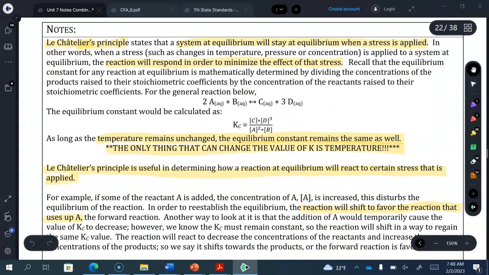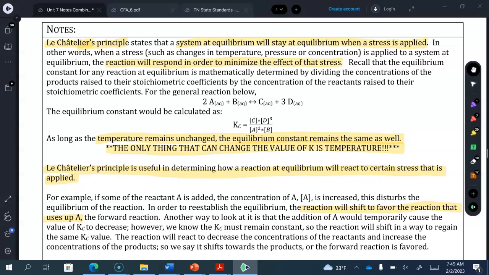Le Chatelier's principle states that a system at equilibrium will stay at equilibrium when a stress is applied. In other words, when a stress, such as change in temperature, pressure, or concentration, is applied to a system at equilibrium, the reaction will respond in order to minimize the effect of that stress.